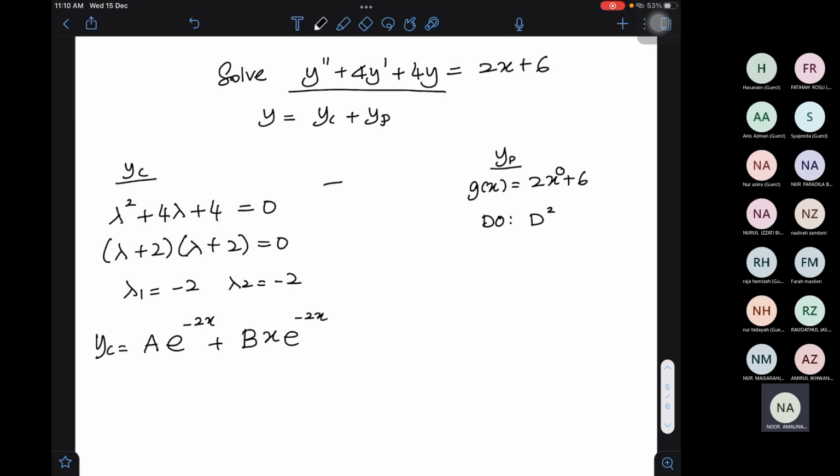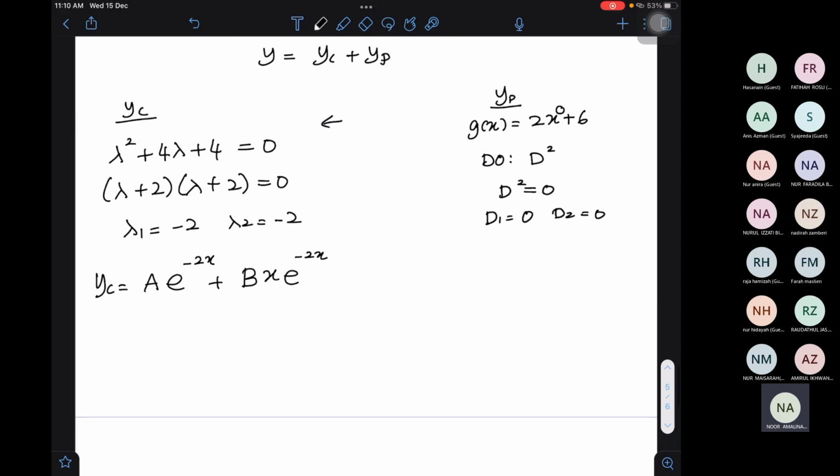Kita sebenarnya menggunakan konsep yang sama dengan YC. Okey, D square ni kita samakan dia dengan kosong. And then kita cari nilai D factorize. So kat sini directly awak dapat D yang pertama adalah kosong, D yang kedua pun kosong juga, sebab D square equal to 0. So dia punya YP will be the same as this one.